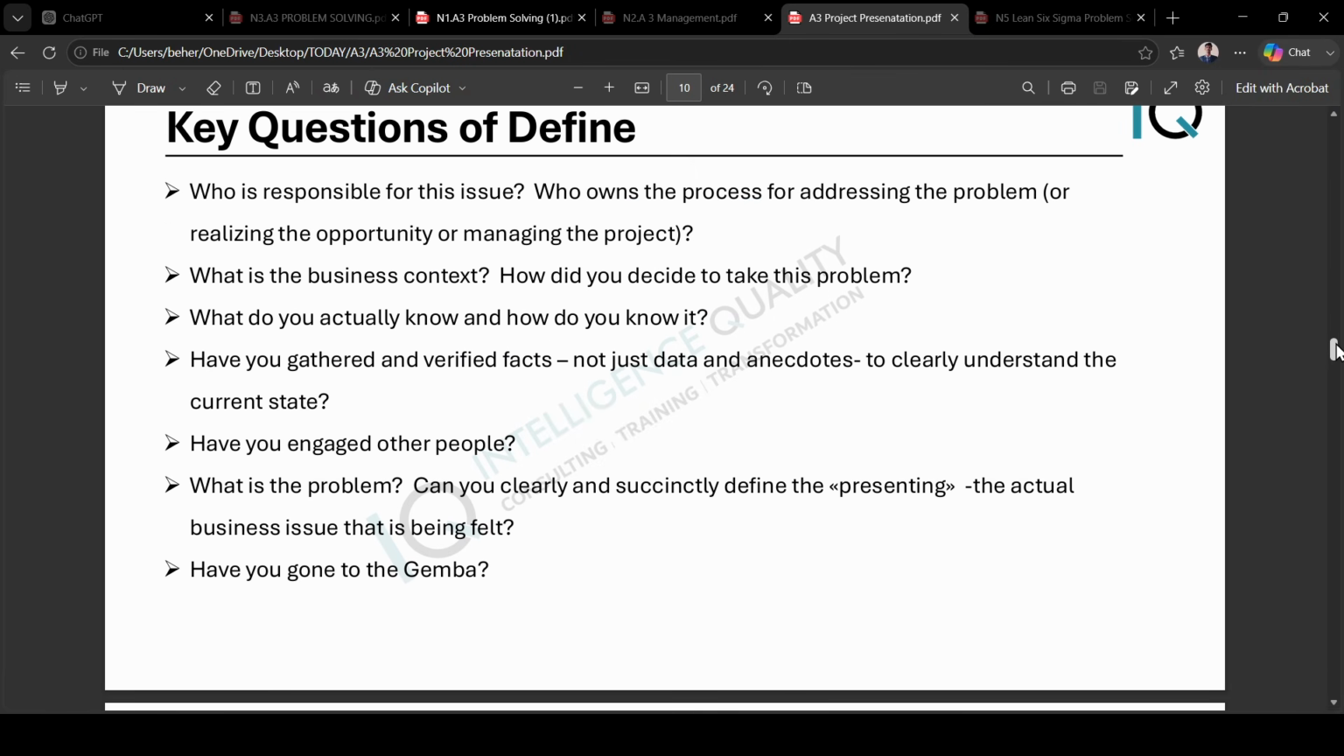Key questions of define. Who is responsible for the issue? Who owns the process for addressing the problem or realizing the opportunity, or managing the project? What is the business context? How did you decide to take on this problem? What do you actually know? How do you know it? How did you gather and verify facts, not just the data, to clearly understand the current state? How have you engaged other people? What is the problem? Can you clearly and significantly define the actual business issue being presented? Have you been to the Gemba?